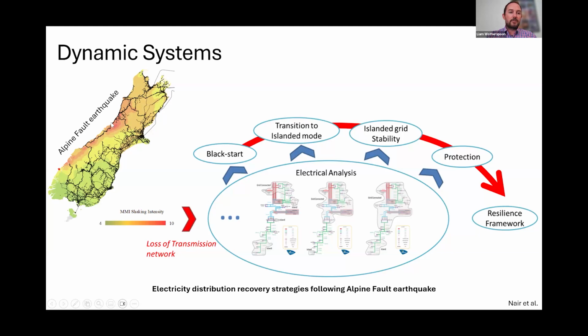If we looked at the electricity distribution system on the west coast of the South Island, an Alpine Fault earthquake would damage the transmission system, meaning that this area would no longer get access to power through that transmission system. So this work was a back and forth collaboration with the electricity distribution company in that area to look at linking damage modeling to electrical analysis, so modeling of that distribution network, and then working our way through how we would use the embedded generation in that region to run that network in what they call an islanded mode, where it's no longer connected to the transmission network.